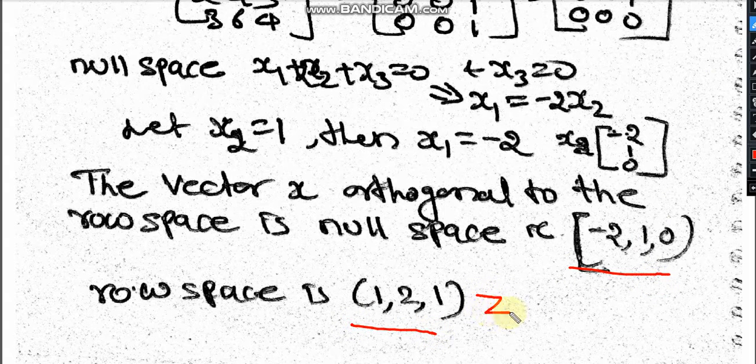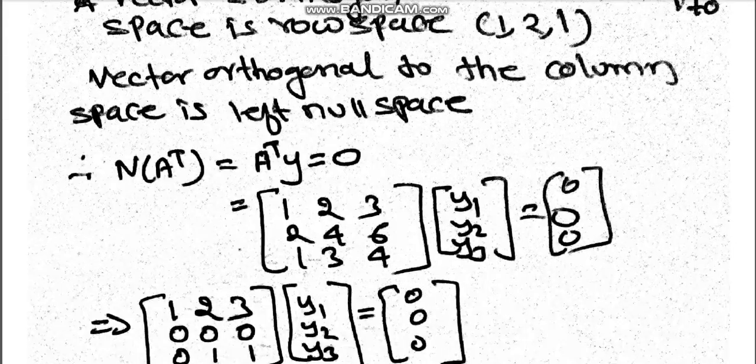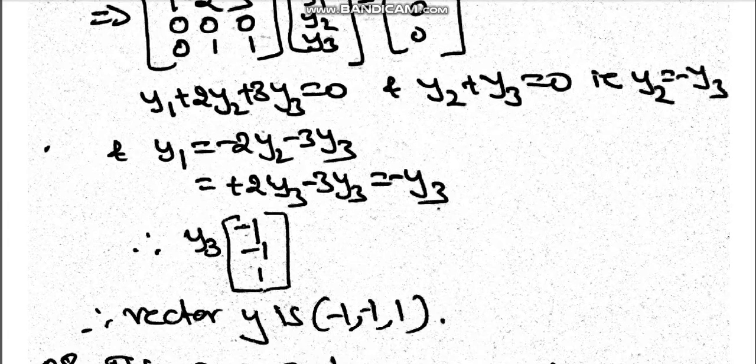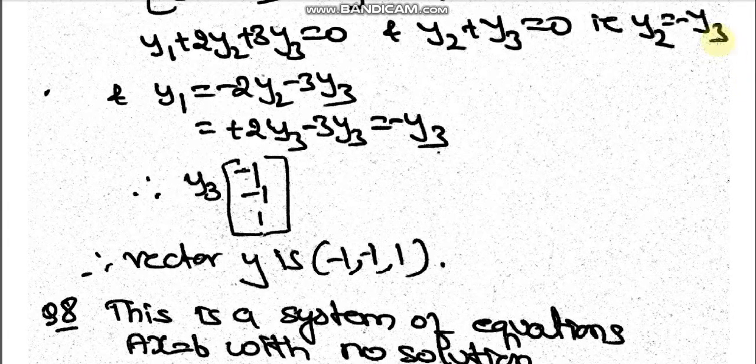So z is a vector which is orthogonal to the null space. That is nothing but the row space. So you have the row space in z, and this is your x, and you have to find y, which is orthogonal to the column space. That is nothing but the left null space. So you take A transpose and find its null space, which is the left null space. When you solve that, you get the vector (-1, -1, 1). So this is your vector y, which is orthogonal to the column space.